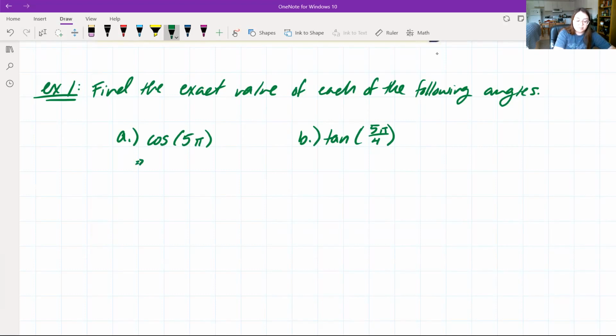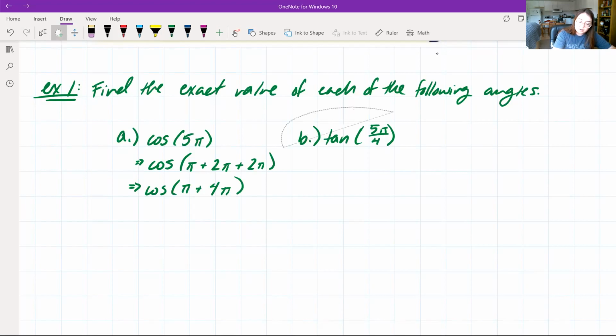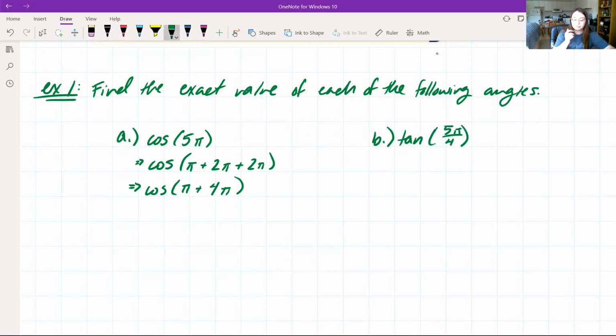So cosine of 5 pi, well, this can be rewritten as pi plus 2 pi plus 2 pi, which then simplifies to pi plus 4 pi. If you want to think about it, you can also think of this as 2 pi k, where k is now 2. But either way, we simplify to cosine of pi plus 4 pi. We're going to scoot this problem over a little bit so we have some more room.